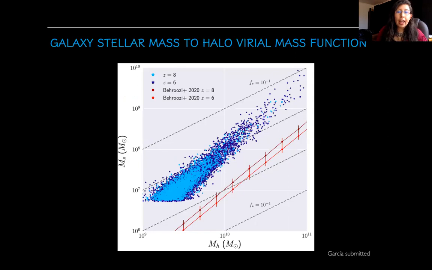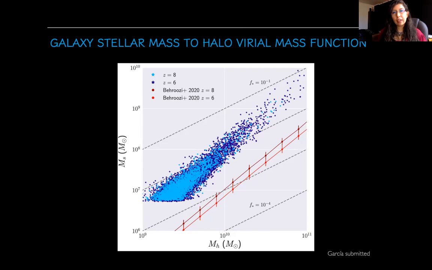This plot tells us a different story. It's the galaxy stellar mass to halo virial mass function. It's showing in the x-axis the halo mass, and in the y-axis the stellar mass for each galaxy in our simulation. And again, I'm comparing results from redshift 8 and 6, the first one in light blue, and the second one in dark blue.